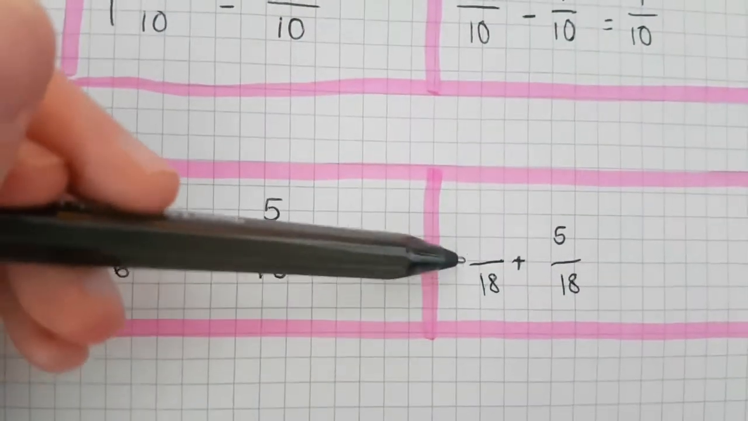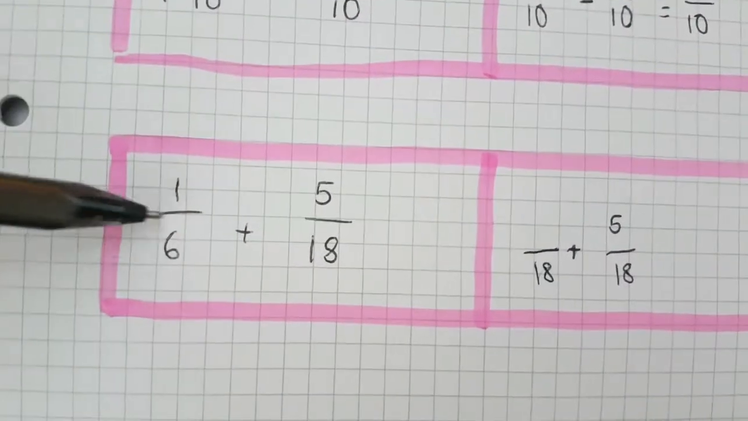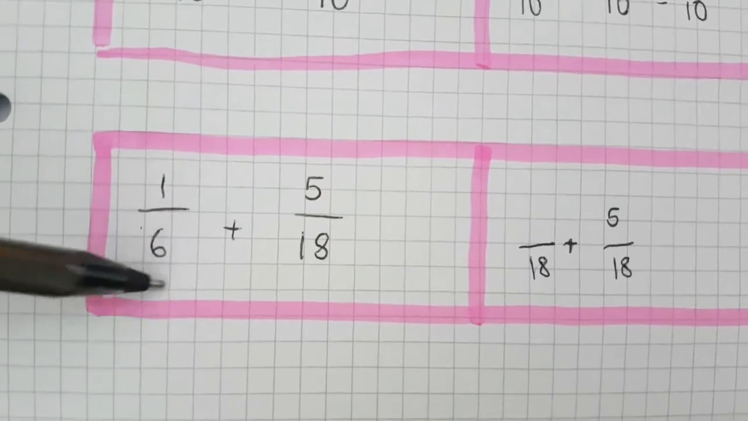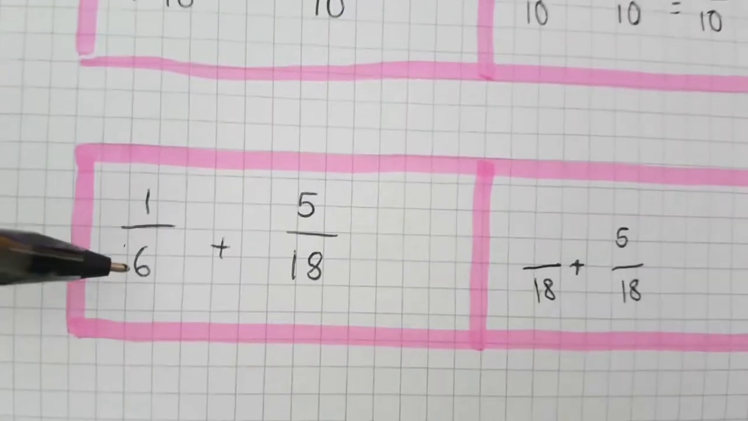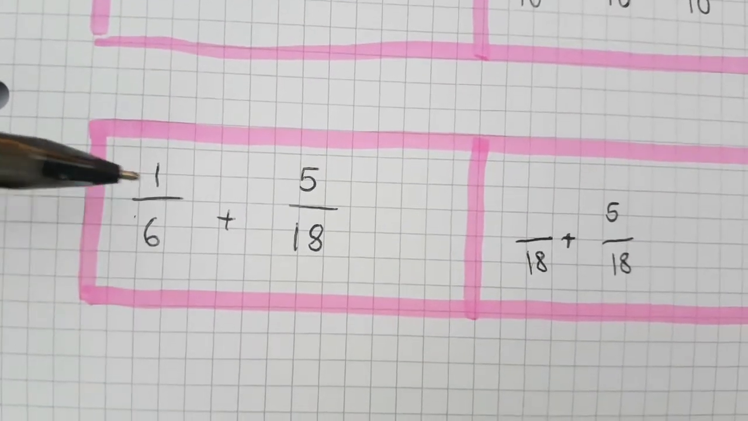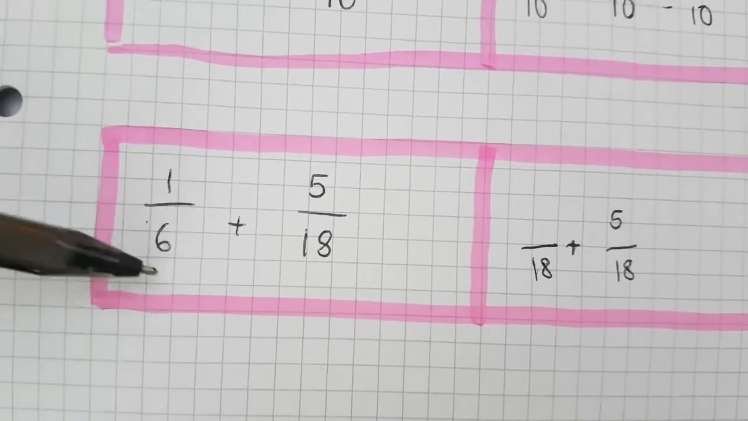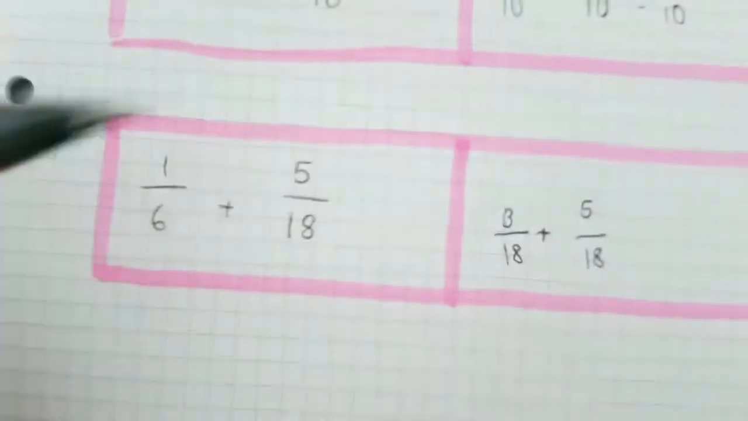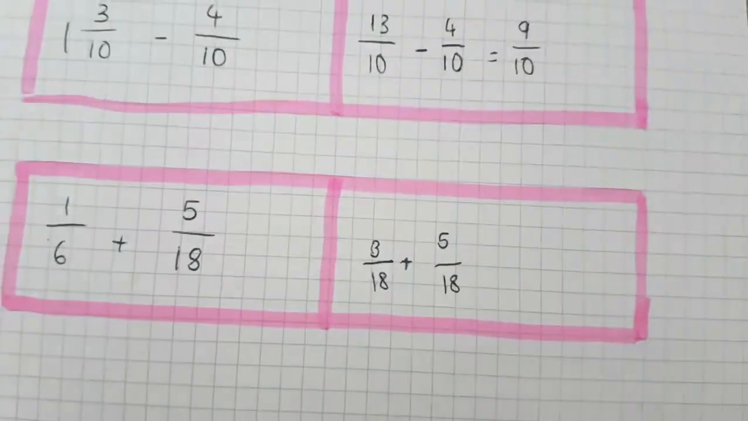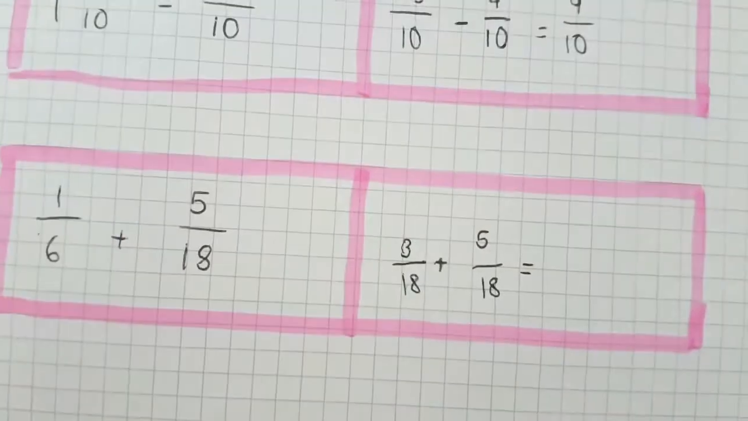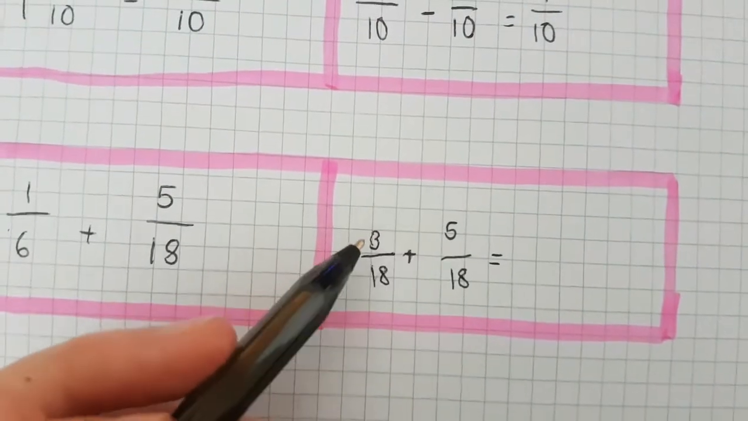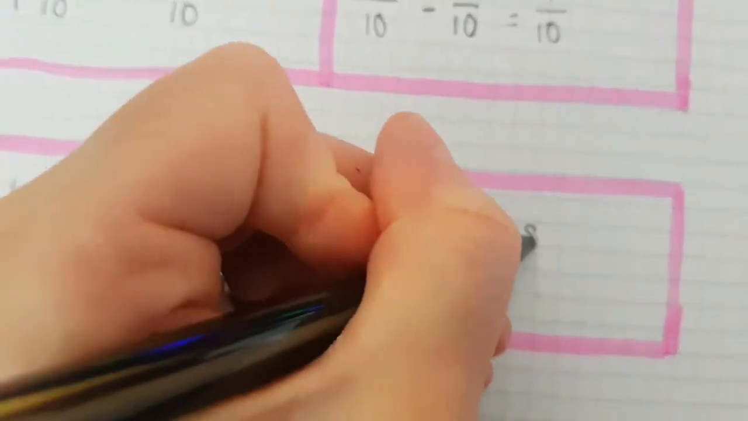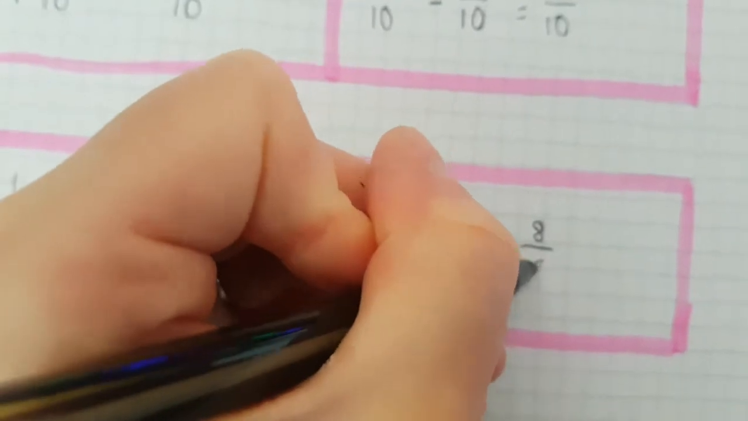To turn this one to a fraction over 18, well, I've had to multiply this denominator by 3, and we know that with equivalent fractions you have to multiply the numerator by exactly the same number. So if this has been multiplied by 3, this one has to be multiplied by 3 as well. So I'm going to have 3 over 18. Then I'm going to do exactly the same things as my previous questions. I'm going to add together my numerators, so 3 plus 5 is 8. My denominator stays the same at 18.